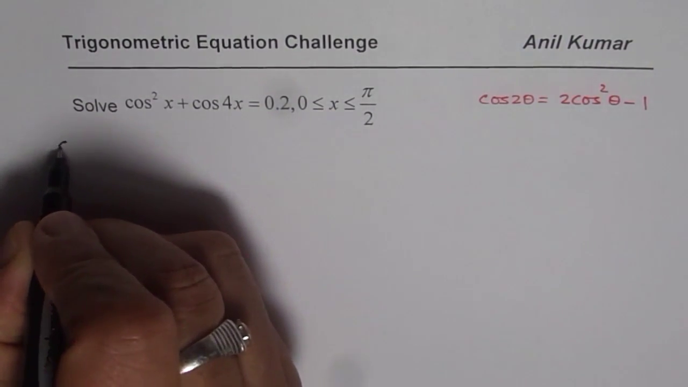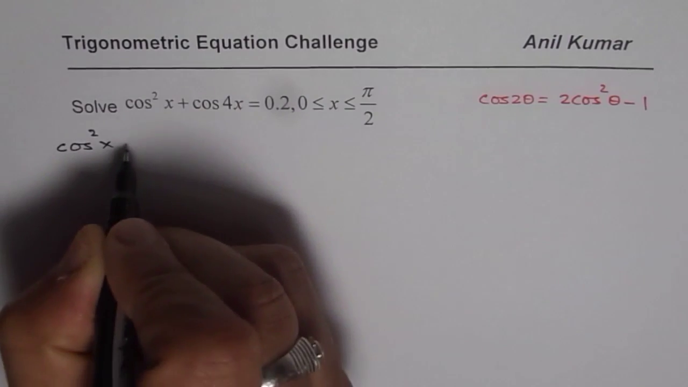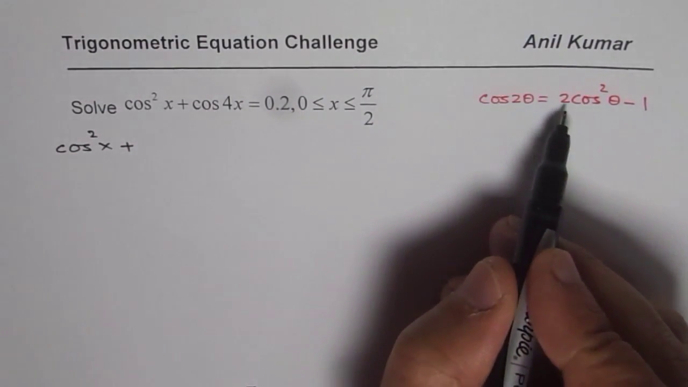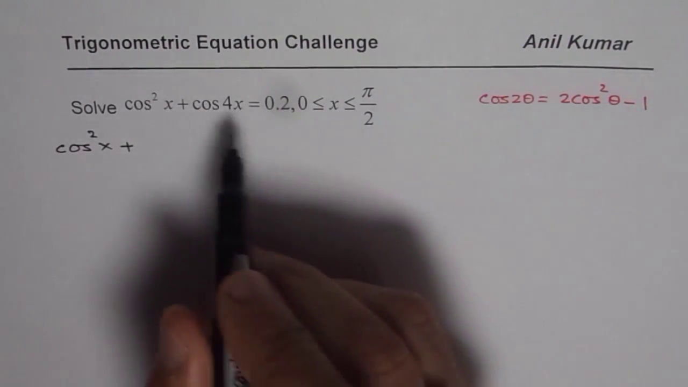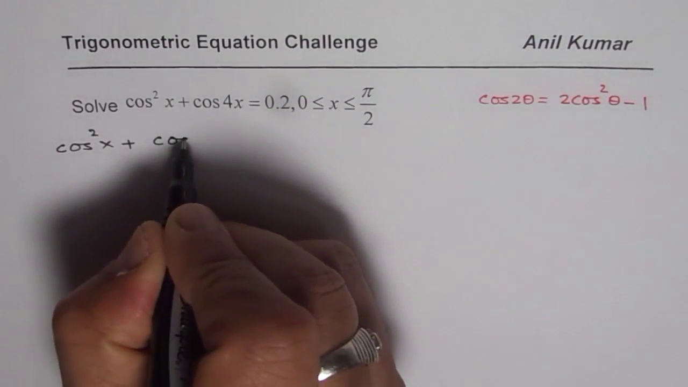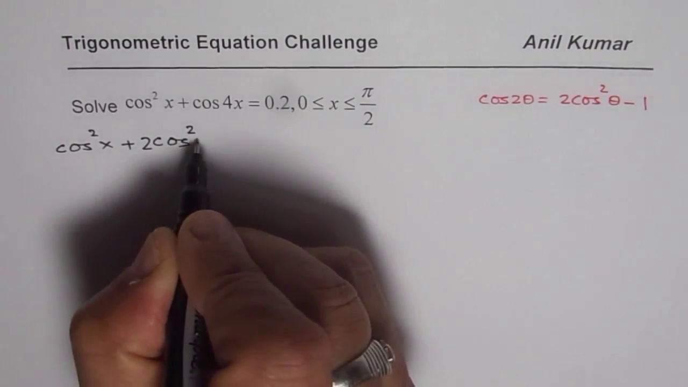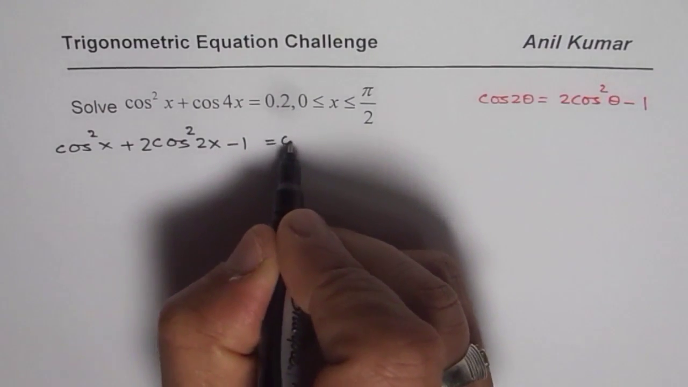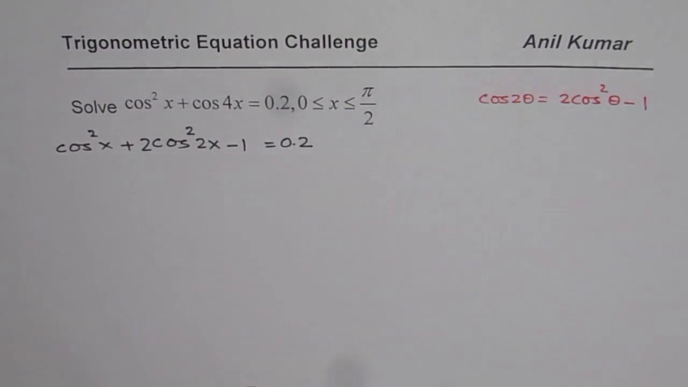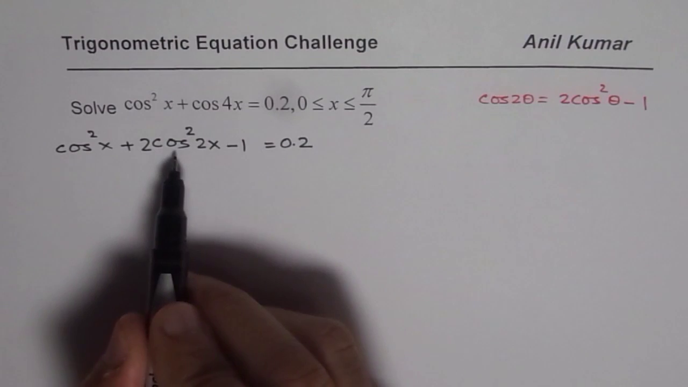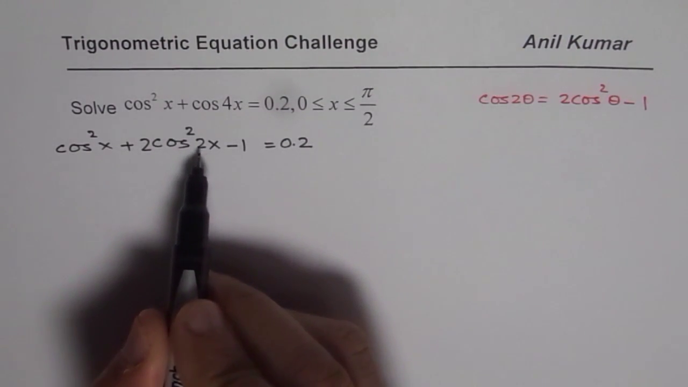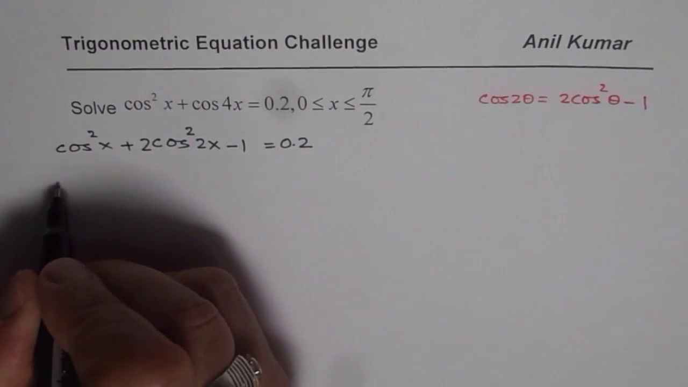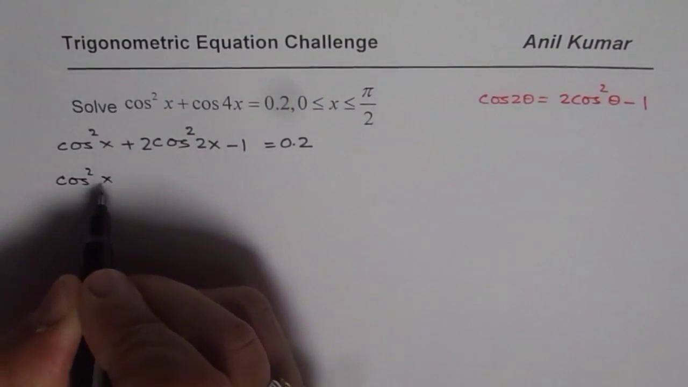So we'll have this equation as cos square x plus cos 4x, which could be written as 2 cos square 2x minus 1, using this formula, equals 0.2. Now we can again write cos square 2x as 2 cos square x minus 1. So we'll again apply the same double angle formula.